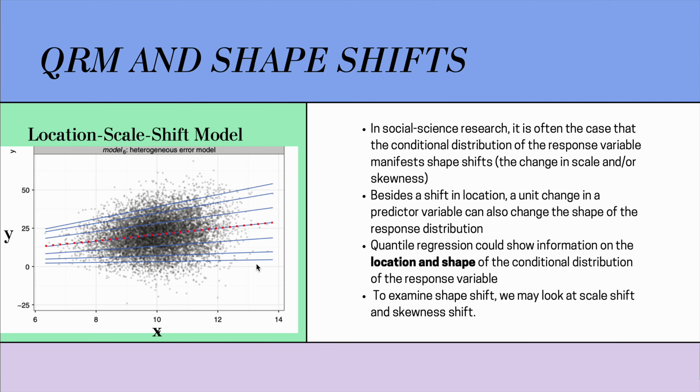Also, again, notice that the points in the plot seem to scatter more as we increase the value of our predictor variable x. So this is a classic example of a location and scale shift model, where there is an increase in the scale of the conditional distribution of y for a unit increase in x.